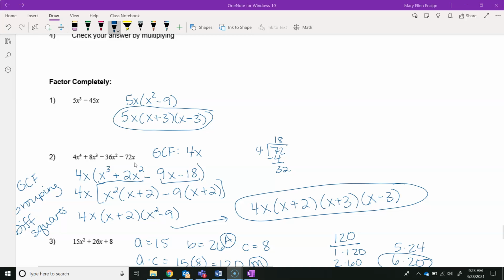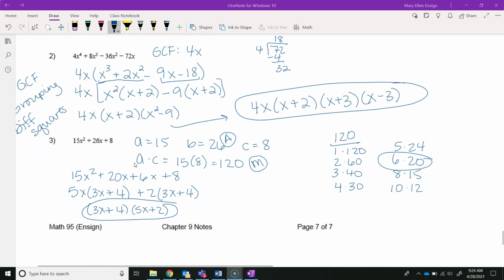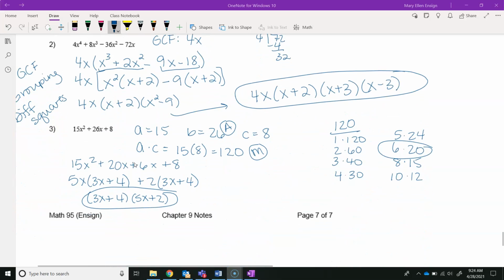Okay, so here are the answers for number 1 and number 3. The first one we just pull out a GCF. We're left with difference of perfect squares, not too difficult. The next one is an AC method.